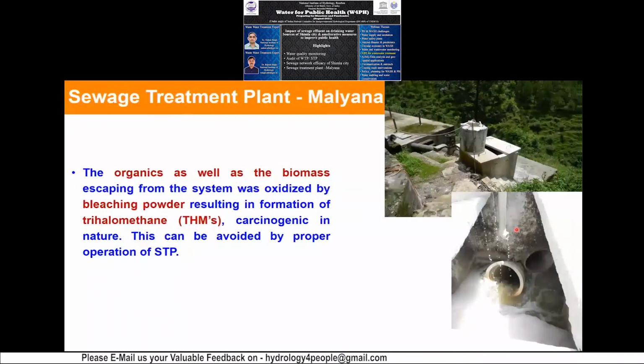Then last was the chlorination, and they were dosing a lot of sodium hypochlorite, as well as calcium hypochlorite, most of the time calcium hypochlorite. In that way, they were trying to reduce the organics going into the treated water. But we also need to understand that if we are oxidizing the organics with the help of bleaching powder or any OCl-containing chemical, it results in the formation of trihalomethanes, which are carcinogenic in nature.